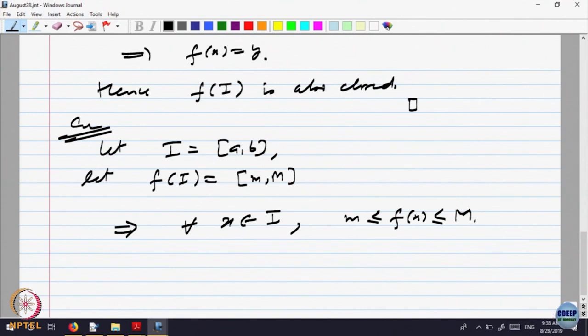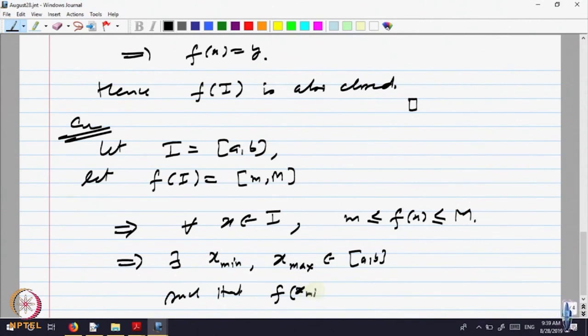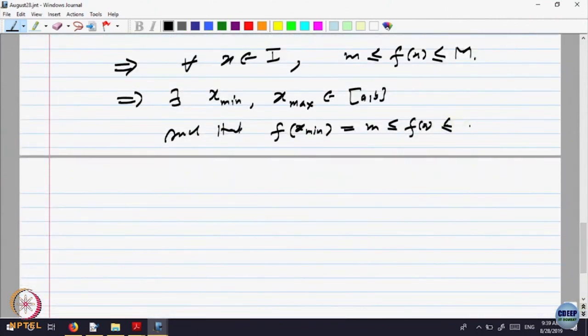Not only that, small m is in the range, so small m must be equal to the image of some point. This implies there exist some x min and some x max belonging to [a, b] such that the value at x min is equal to small m, which is less than or equal to the value at every point, which is less than or equal to capital M, which is the value at the point x max.